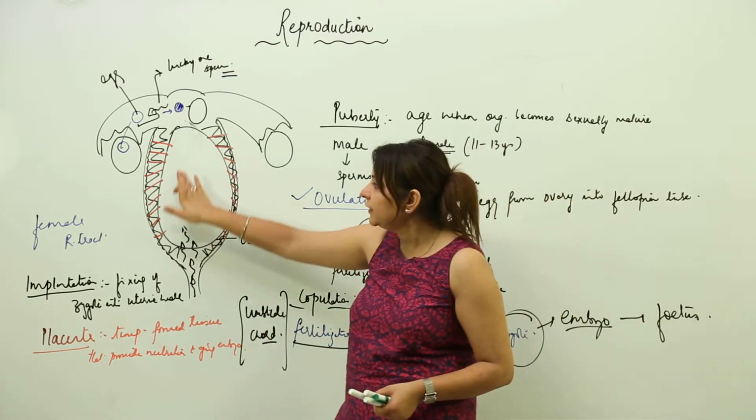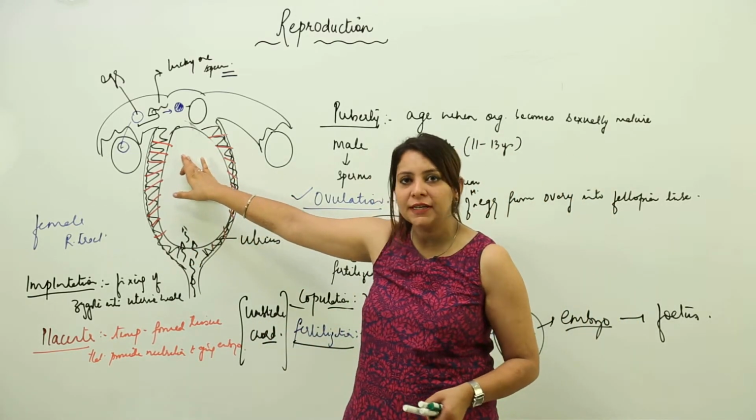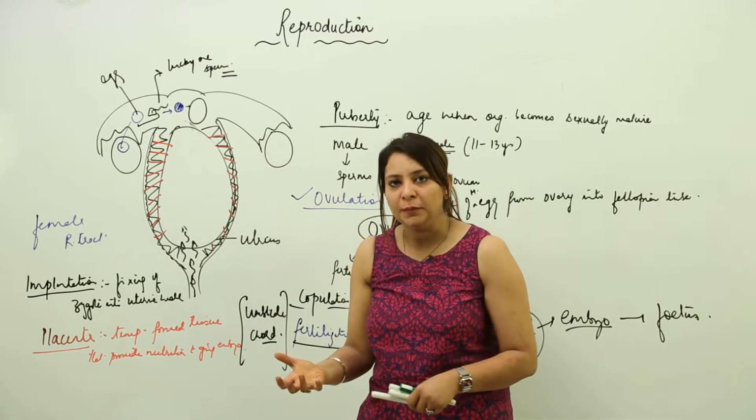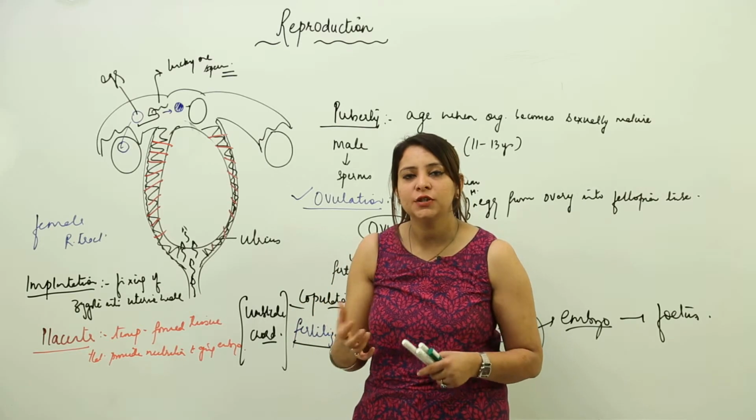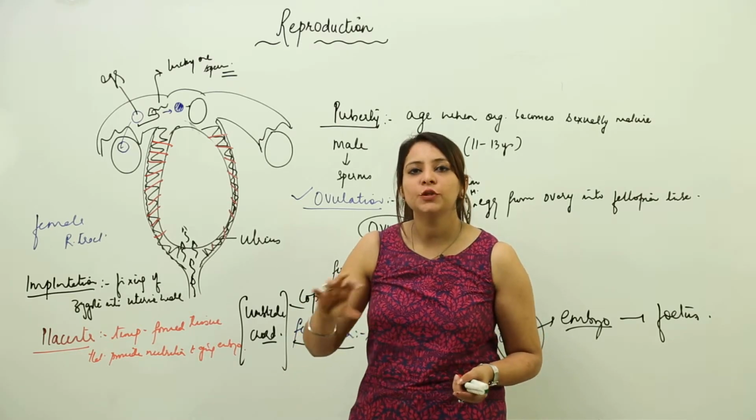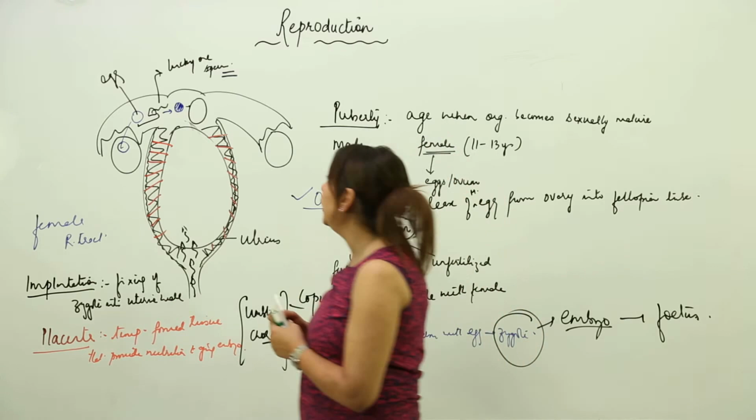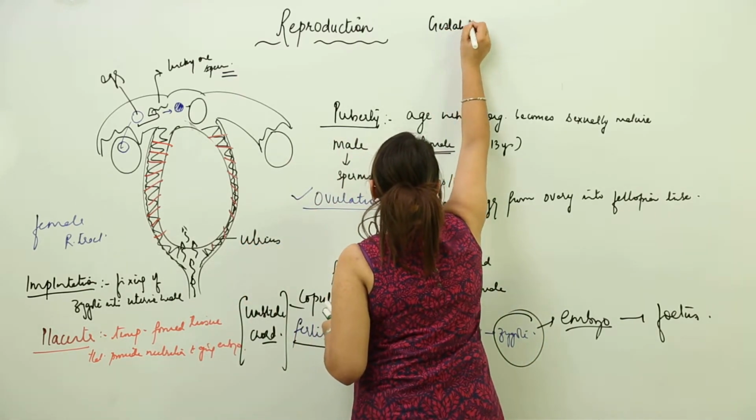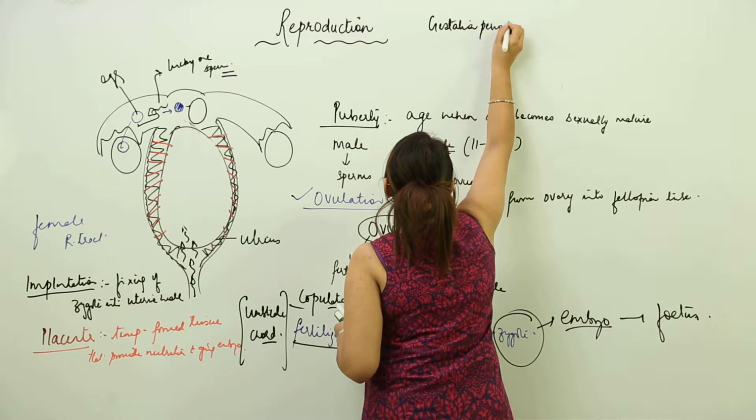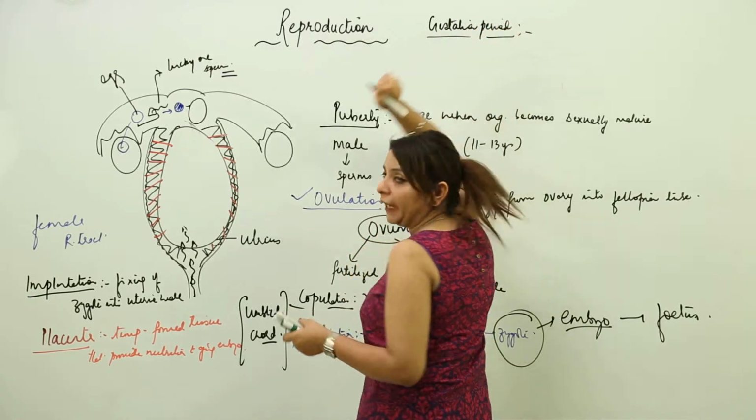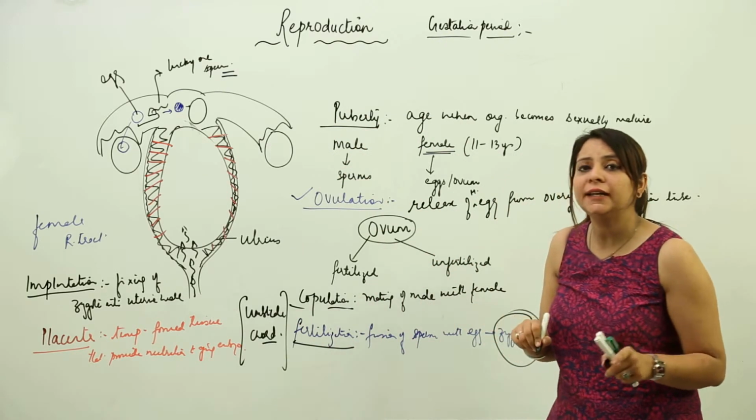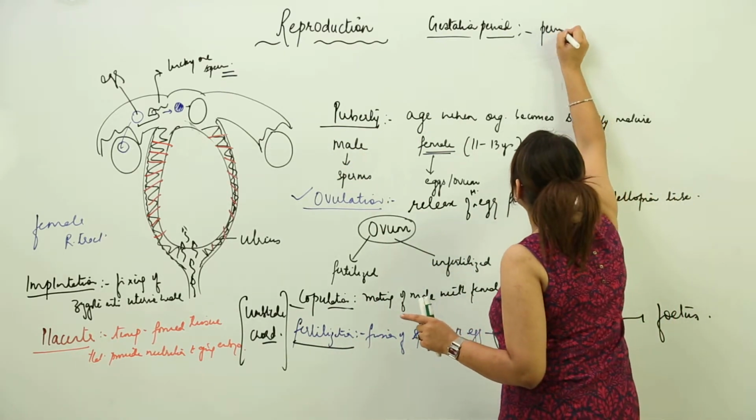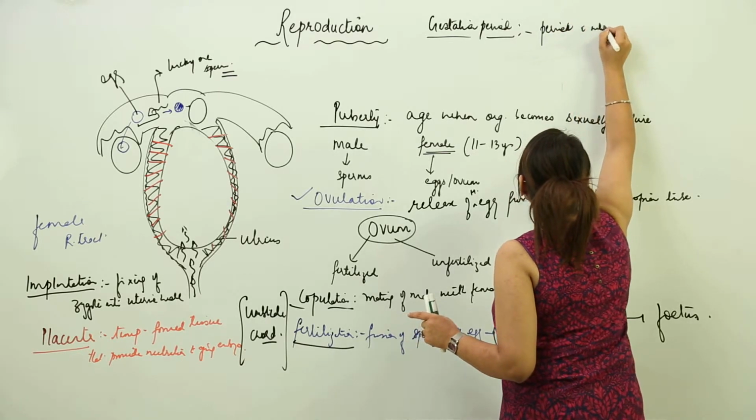Then it remains here for a certain period, in which it gets transformed into a fully grown baby. That means the fetus undergoes various changes, all organs develop, and it transforms into a fully grown baby, and that is called the gestation period. In humans, it is 9 months, exactly 9 months 9 days.